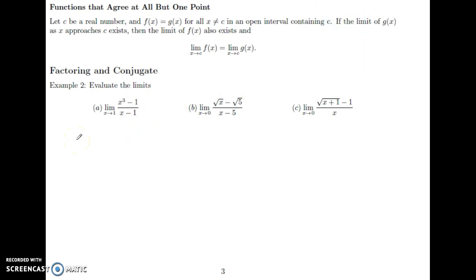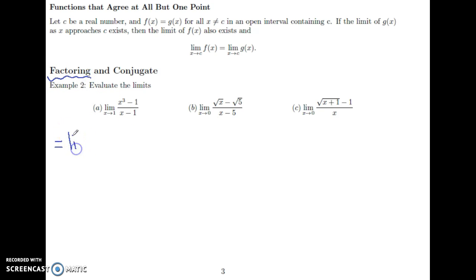Let's take a look at example number 2. We want to evaluate the following limits. So part A, when we do direct substitution for x cubed minus 1 divided by x minus 1, we realize the denominator and the numerator are both 0. Well, we cannot have a 0 denominator, so direct substitution will not work. So instead, we want to use the theorem above and transform the fraction into something else. And the first technique we want to think about is factoring.